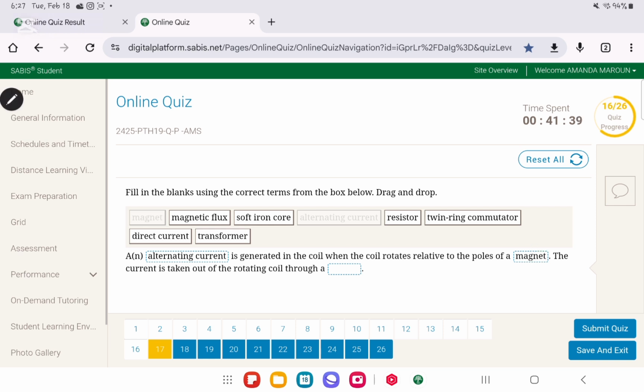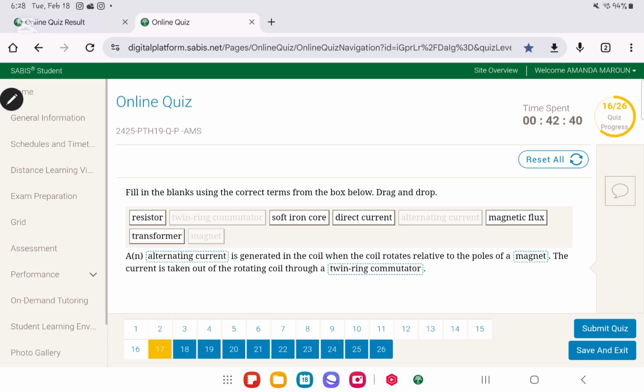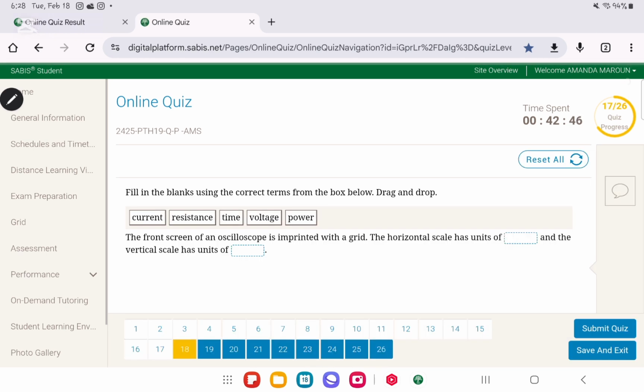And then finally, the current is taken out of the rotating coil through either a twin ring commutator or a slip ring commutator. Okay, so very simply: alternating current, then it is a magnet, and then it is a twin ring commutator. We move on to question number 18.